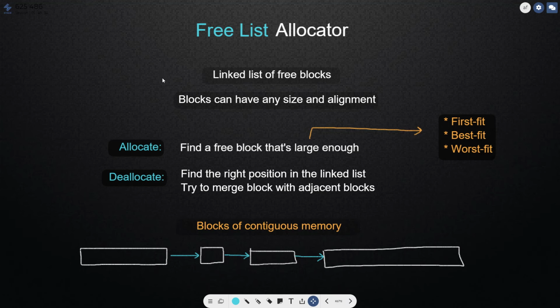Free list allocator: it's a linked list of blocks of contiguous memory. When you try to allocate, let's say you want 4 bytes, it can look through all the blocks and say, hey, this small block right here fits you perfectly. And it gives it back to you. Then when you deallocate, it will try to put blocks back in and merge them again. So you can use a bunch of different strategies.